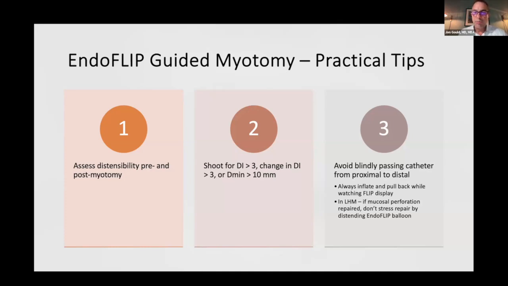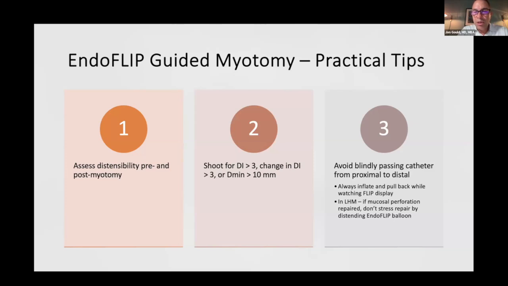And as long as we're talking practical tips, avoid passing the catheter blindly from proximal to distal. So I've learned that the hard way. I imagine some of us on this webinar have as well. The tip can be a little stiff, and if you pass it blindly, especially if the esophagus is dilated or beginning to get a little curved or sigmoid shape, that can go through the myotomy pretty quick before you realize.